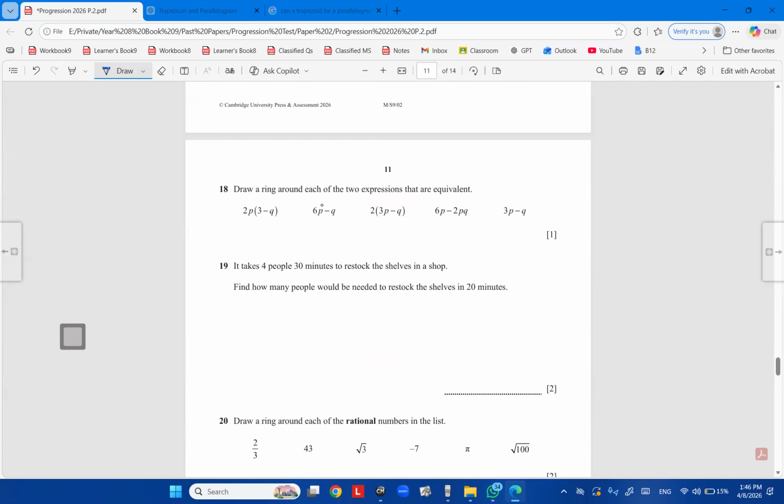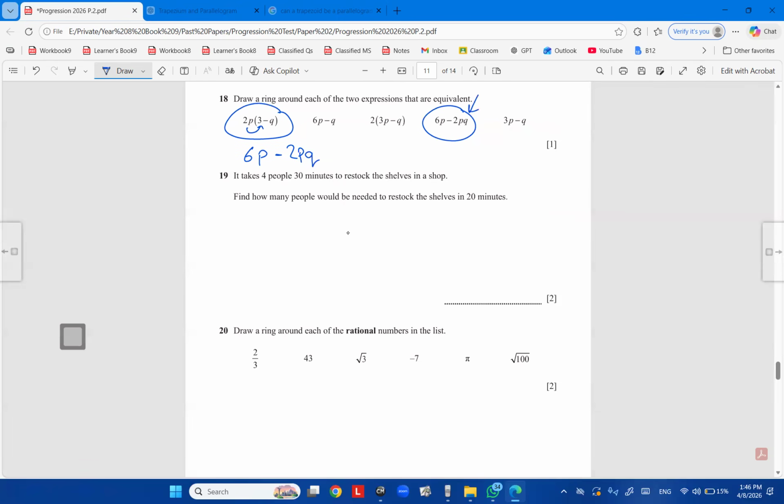Here, drawing around each of the two expressions that are equivalent, you're going to find that this and this are equivalent. How do you know it? If you expand this, 2p times 3 is going to give you 6p, minus 2p times q, negative q, you're going to find that it is negative 2pq, which is actually the same as the fourth expression.